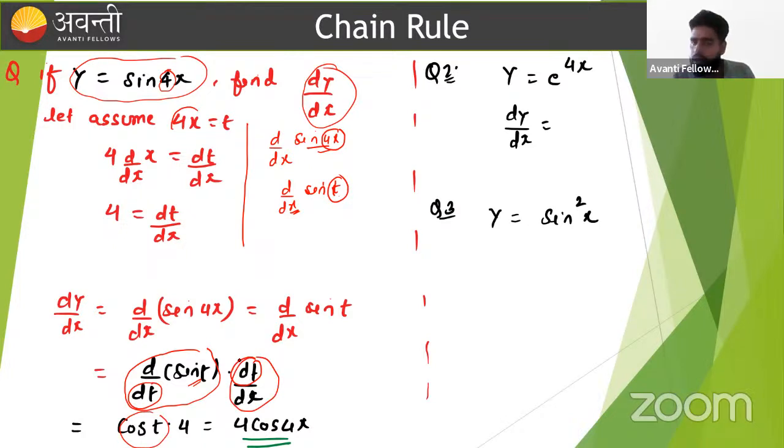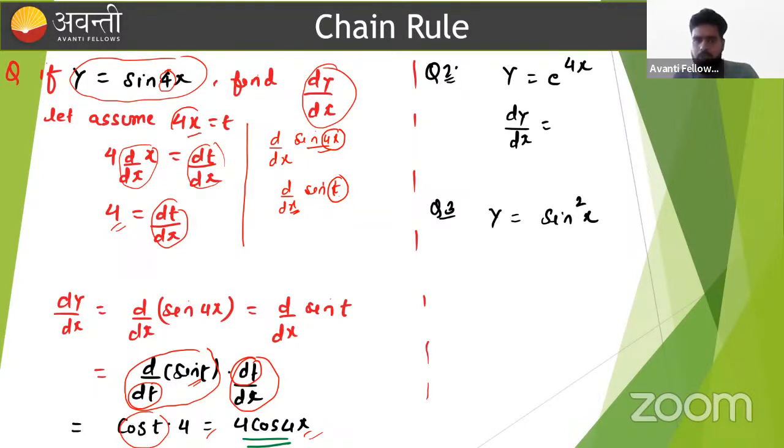How can we find dt by dx? We assumed 4x equal to t. If we differentiate both sides with respect to x, this becomes dt upon dx, and dt upon dx equals 4. Put the value of t here, and we will get the answer. But we are not going to do it again and again. We just feel the situation and write the answer.